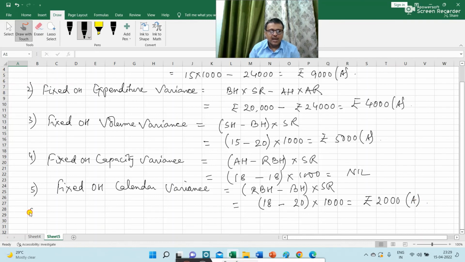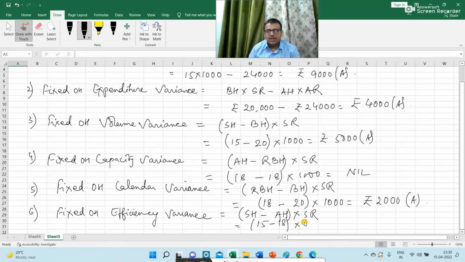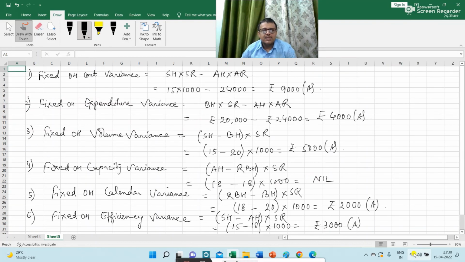And the last variance is fixed overhead efficiency variance. Now this is calculated as standard hour minus actual hour into standard rate. Now this is equal to 15 minus 18 into 1000. So you have rupees 3000 adverse. So these are the 6 variances under fixed overhead variances.